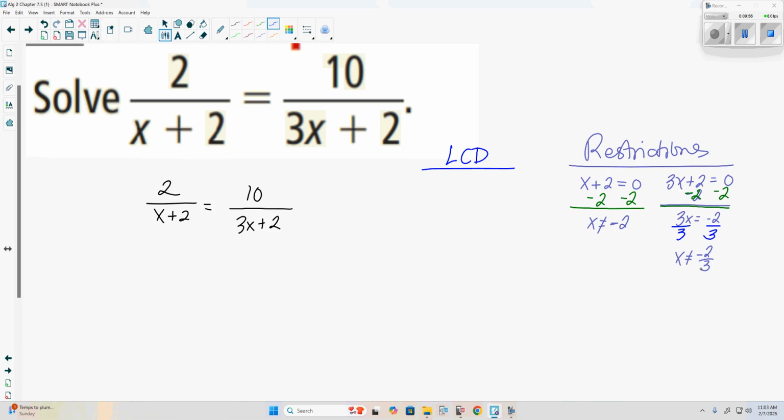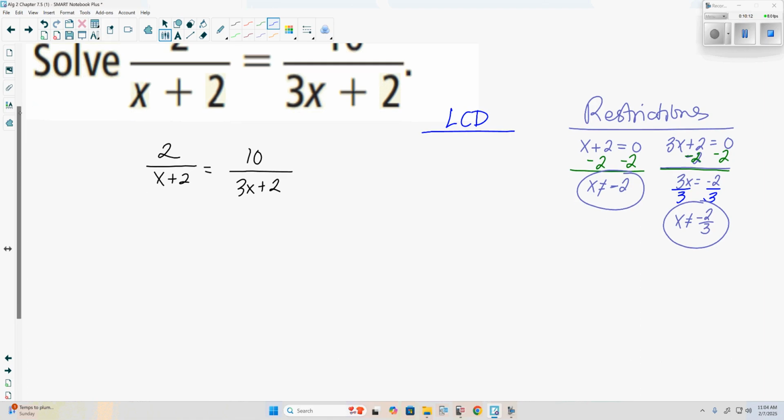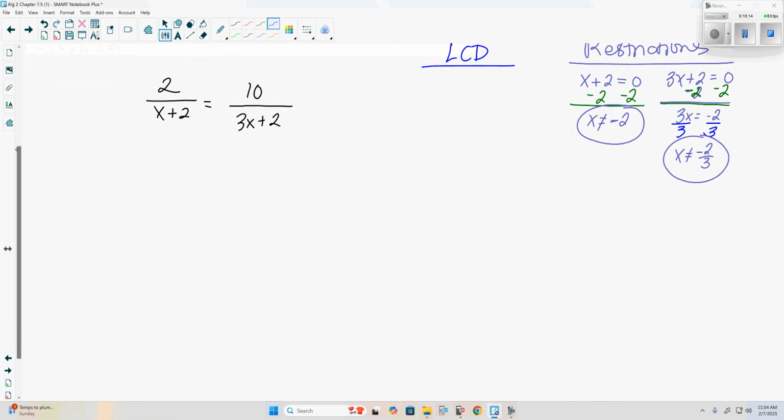And the nice thing about the restrictions is that we don't have to go back and actually check it. We don't have to go back and plug all the solutions in to see if it gives us a true statement or not. The restrictions tell us immediately if one or all of the solutions don't work. We don't even have to plug them in. It will tell us that they don't work.